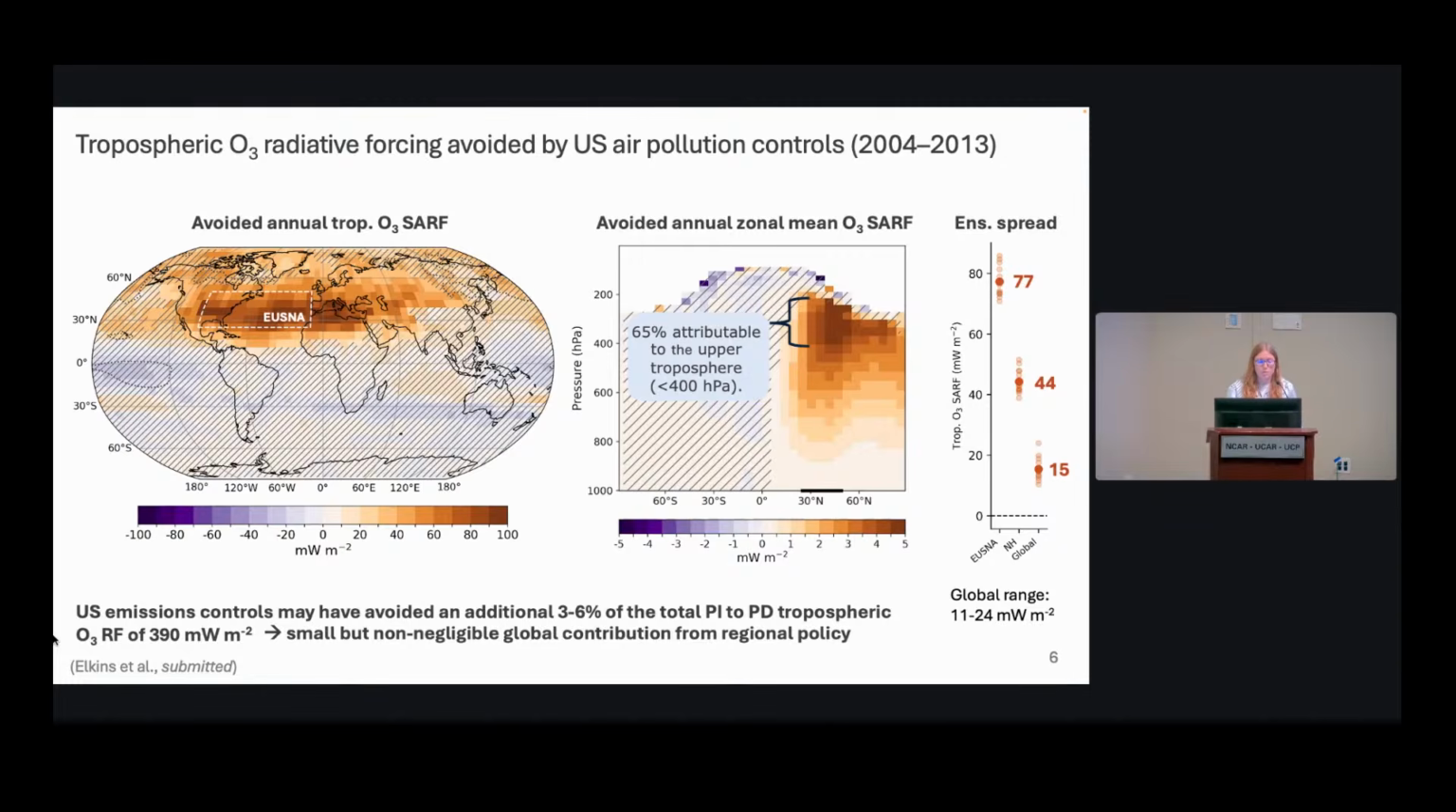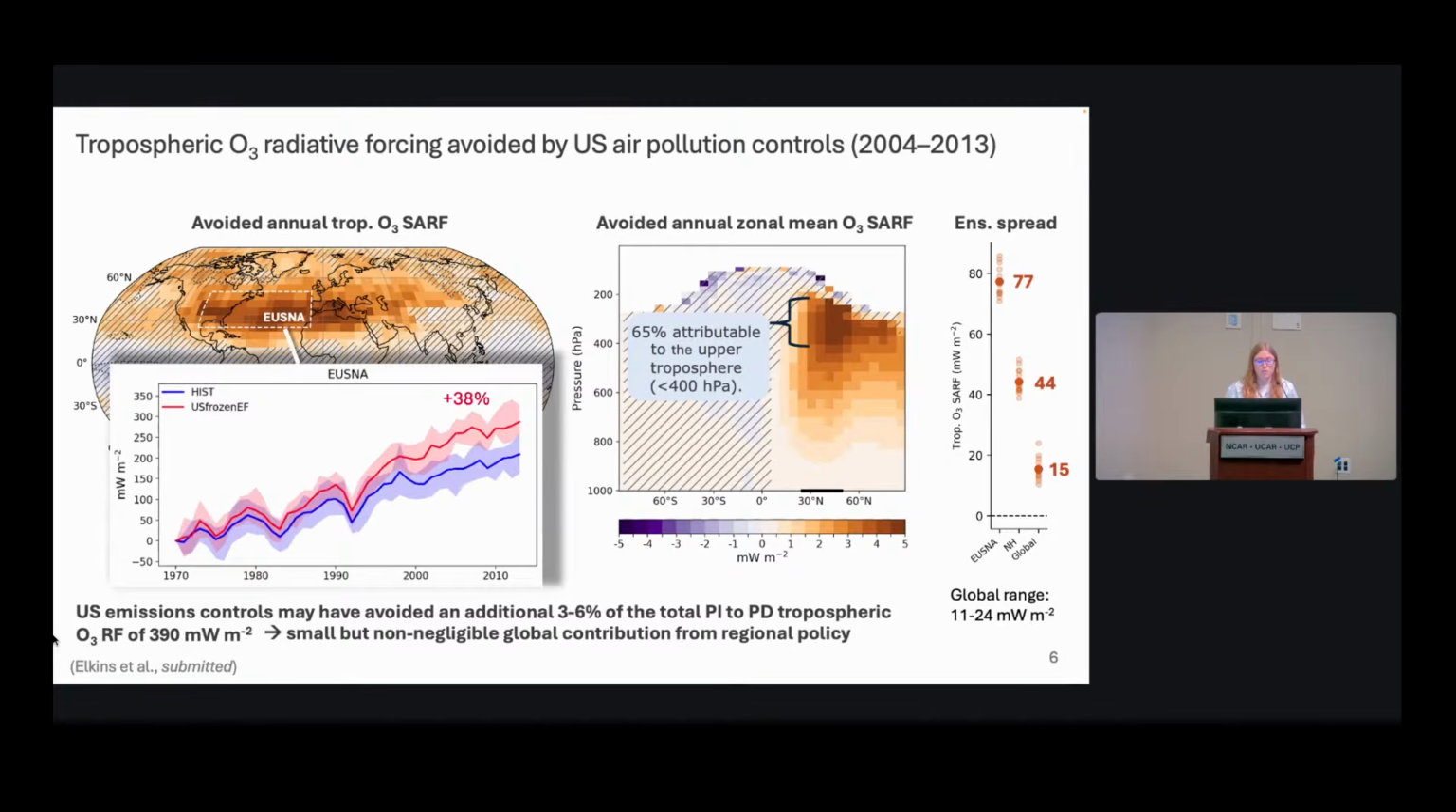But of course, we see that the SARF is spatially concentrated. And so if we look at this eastern US North Atlantic Ocean region, looking at the change in SARF since 1970 for this region, we actually find that our US air pollution controls may have avoided an additional 38% of the tropospheric ozone SARF over this time period.